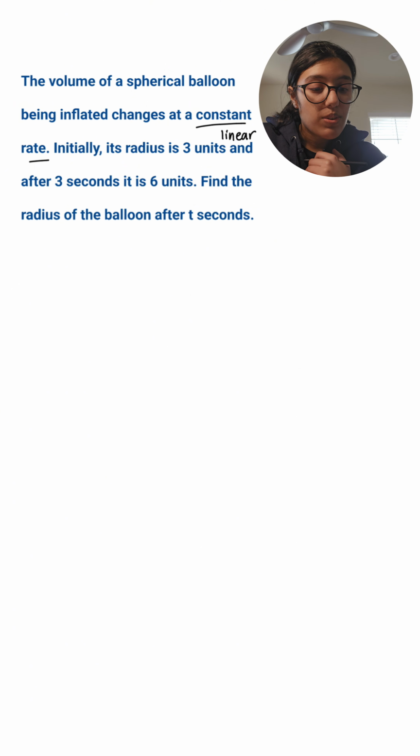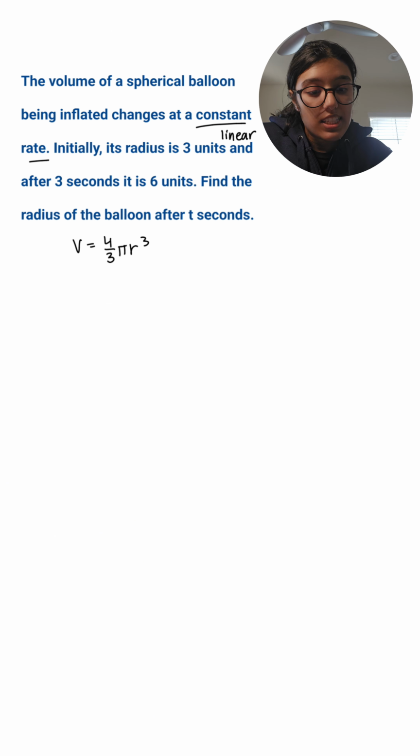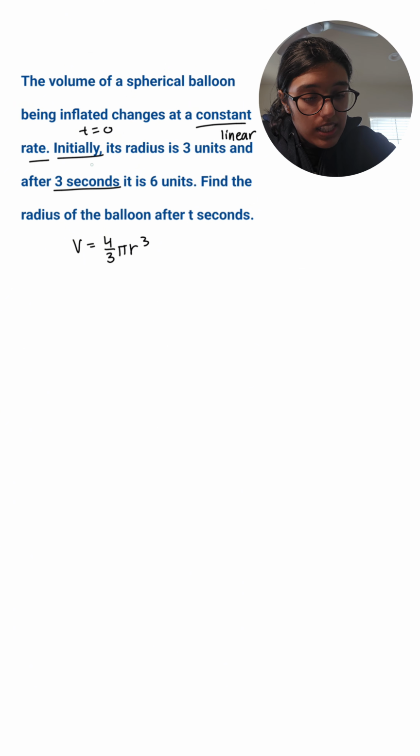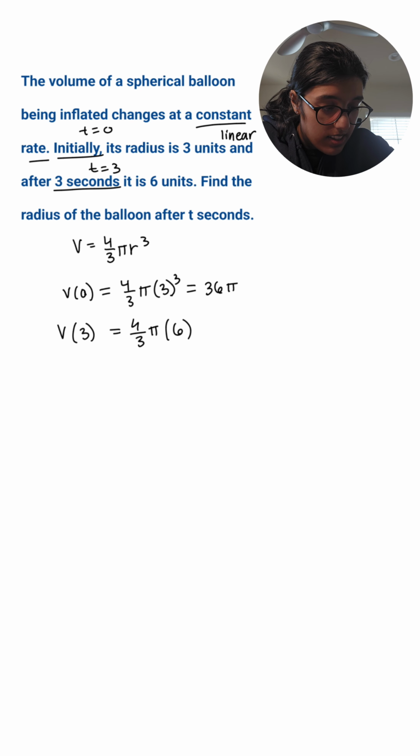Initially its radius is 3, and after 3 seconds it's 6. First, I know that the volume of a sphere is V equals 4/3 pi r cubed. Let's find the volume at t equals 0, because initially means t equals 0, and the volume when t is equal to 3. V of 0 is 4/3 pi times 3 cubed, which is 36 pi. Then V of 3 is 4/3 pi times 6 to the power of 3, which is 288 pi.